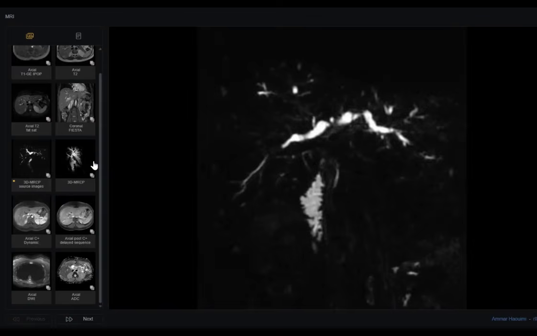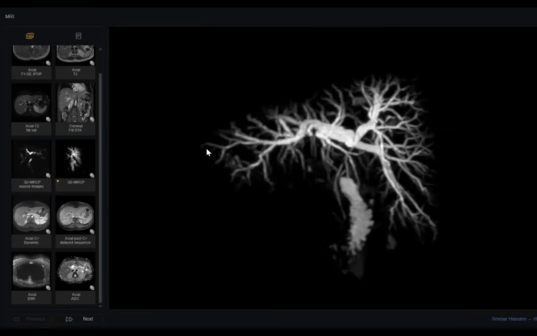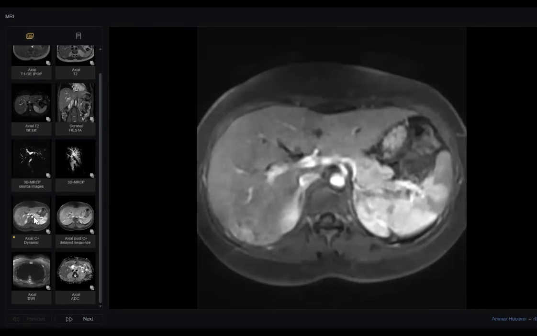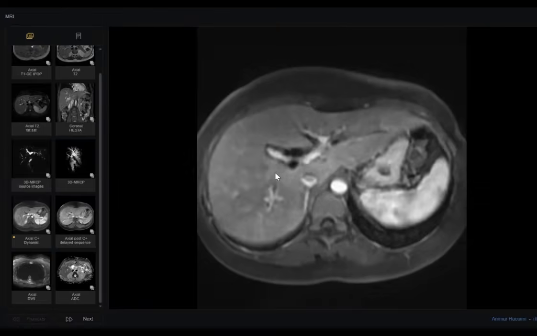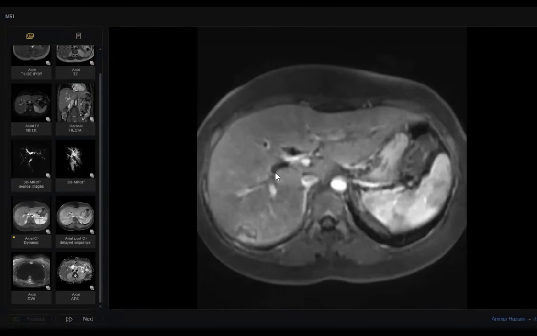So what's your diagnosis, doctor? So, hilar cholangiocarcinoma, yes, sir. I'm thinking in terms of hilar cholangiocarcinoma. I would like to see the post-contrast images as well.